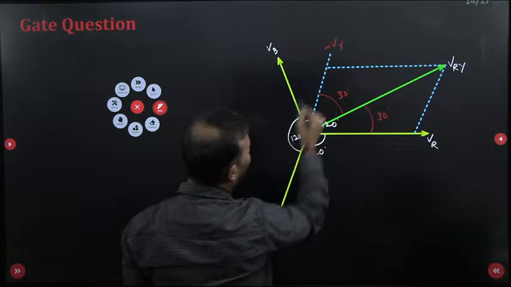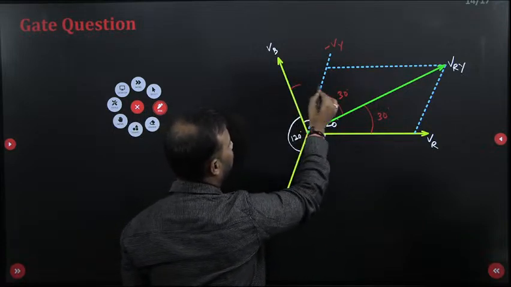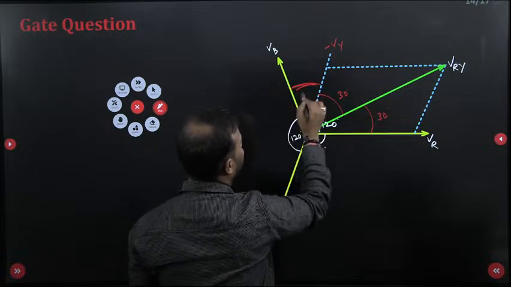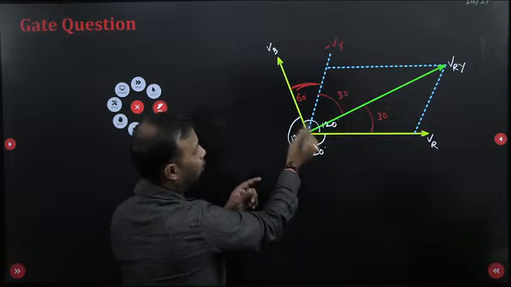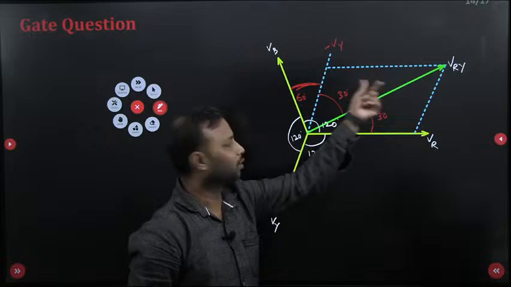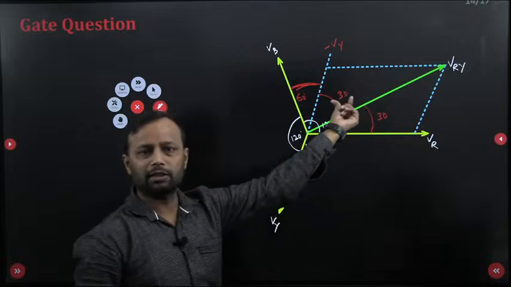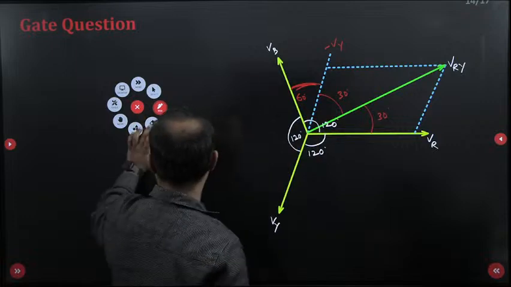Because the total is 180, this angle will be 60 degree, isn't it? So the total is 120, this will be 60, and this will act as an angle bisector. Angle bisector means it will divide the angle into two equal halves, so 30 and 30.